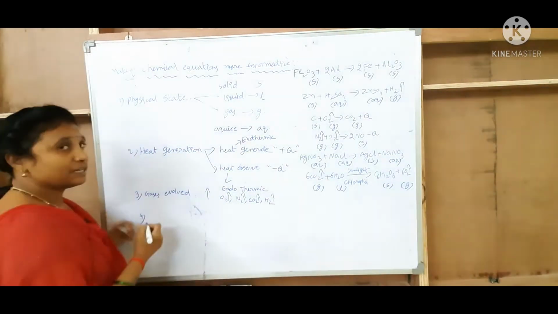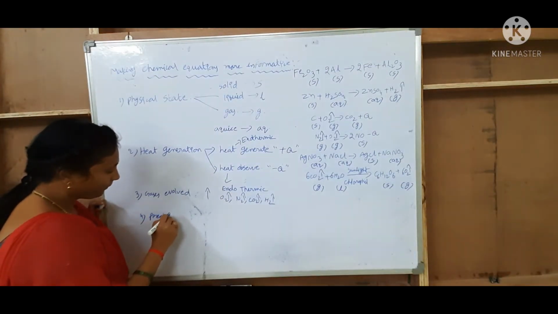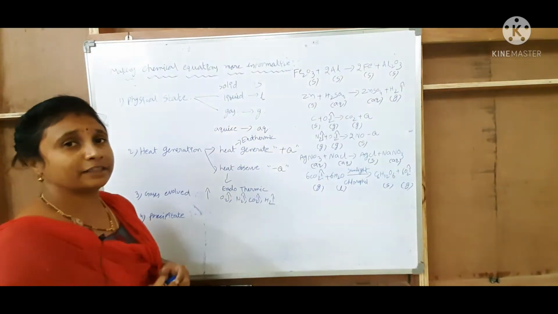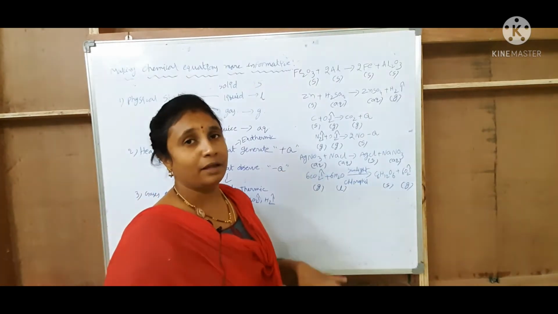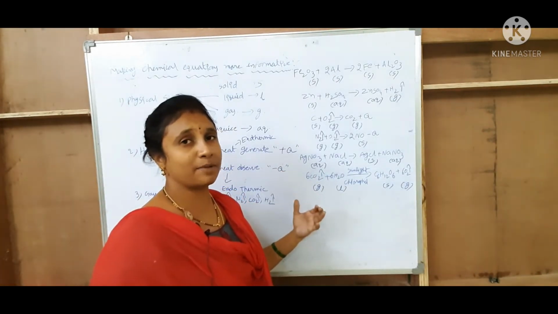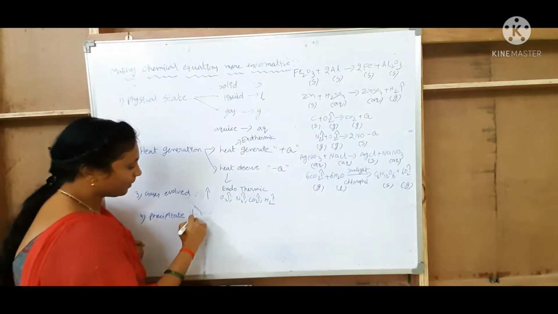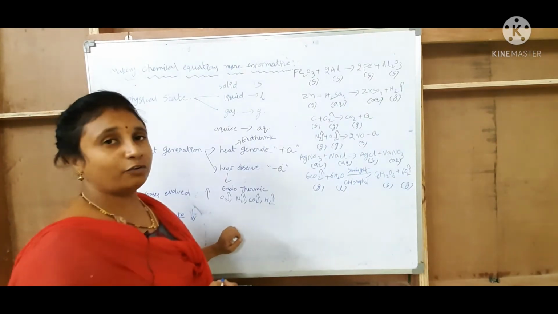in some chemical reactions, a precipitate is created. The precipitate is nothing but the solid formed at the bottom of the solution. It is known as the precipitate. The precipitate is always represented by the downward arrow.